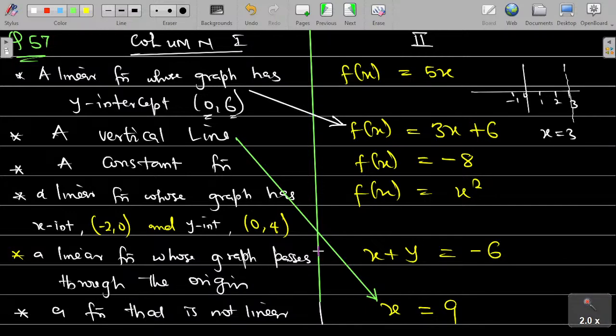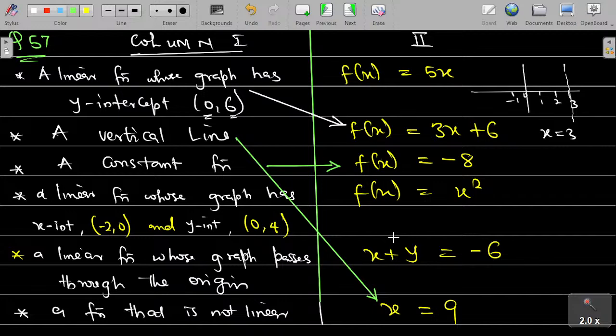And then which other one? They said a constant function. So what's a constant function? A constant function is a function that is equal to a number, no variable. So no matter what you substitute your x as, it will always give you minus 8. Okay, so this one is straightforward. Our constant function is looking at itself here.